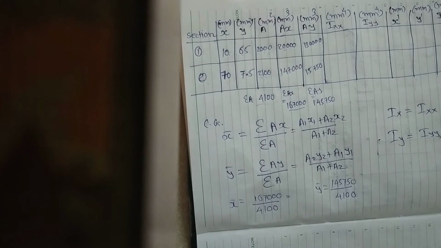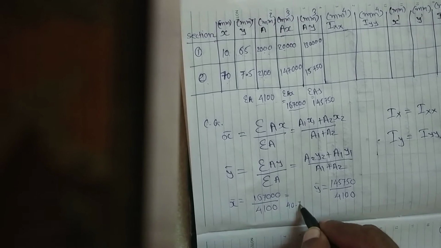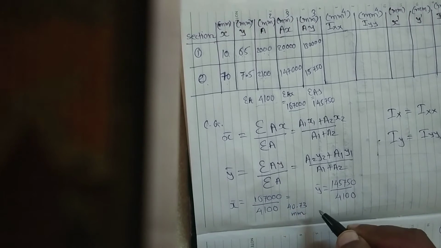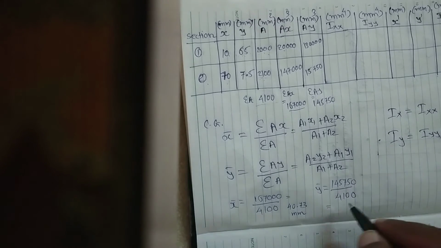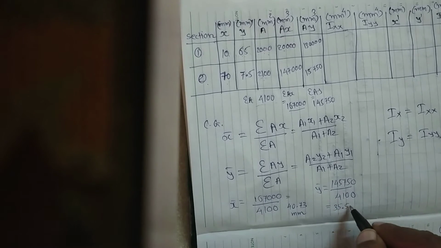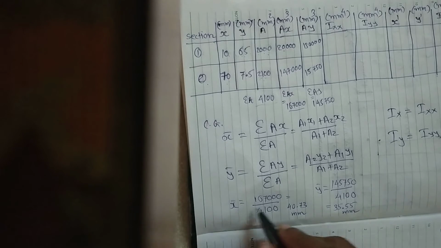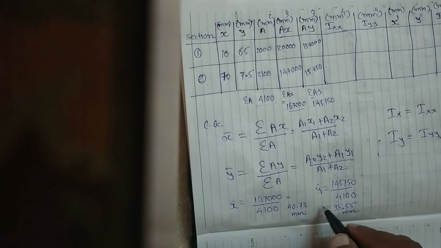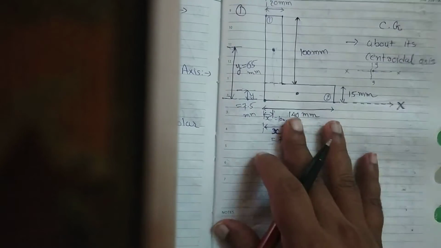So if you calculate this x bar, then you have the value equal to 40.73 mm, and if you calculate this y bar, then you have the value equal to 35.55 mm. So you can say these are the coordinates of the centroid of the entire L section. So you have to mark these coordinates on the given figure. Alright, so let's mark these coordinates on this given cross section.